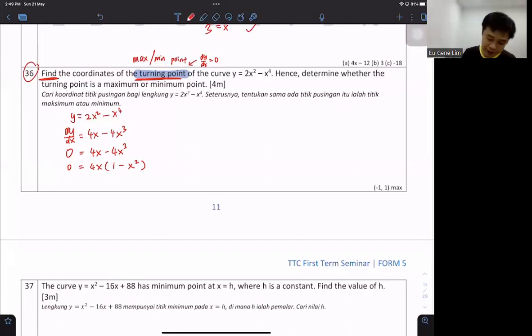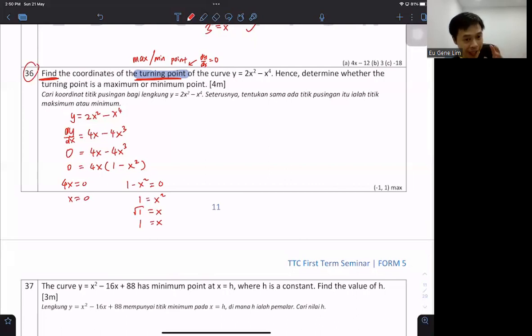After you factorize, 4x equals 0, and 1 minus x squared equals 0. So from here, x equals 0. This one, bring over: 1 equals x squared, x equals the square root of 1, which is 1. So you actually have 2 points. One is x equals 0, one is x equals 1. Understand?